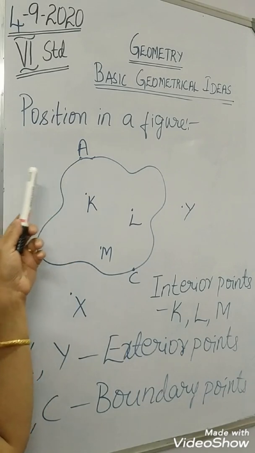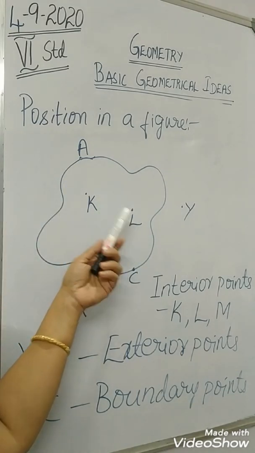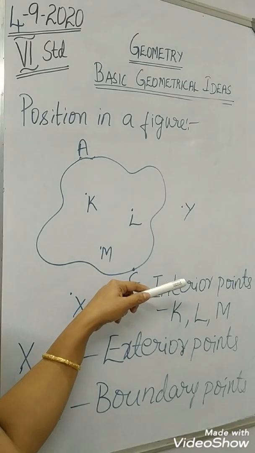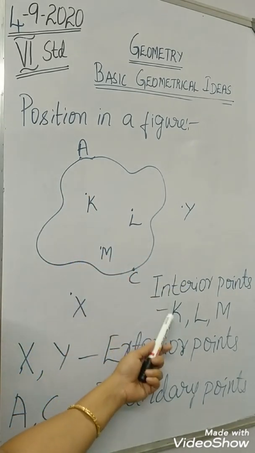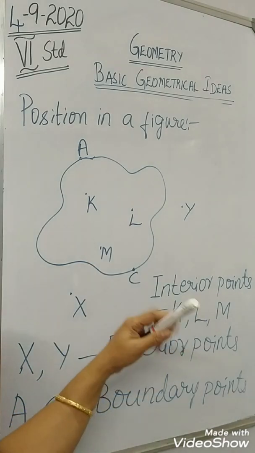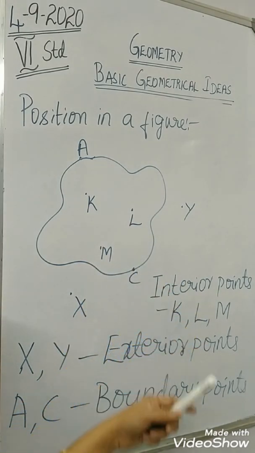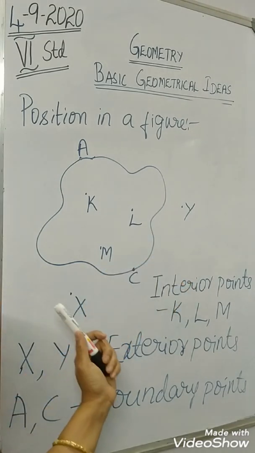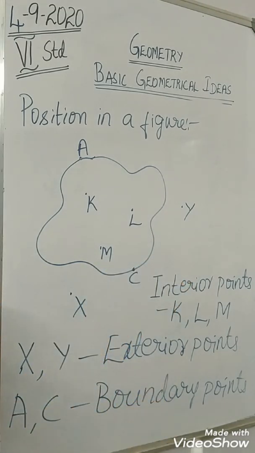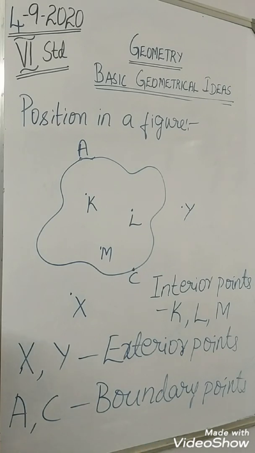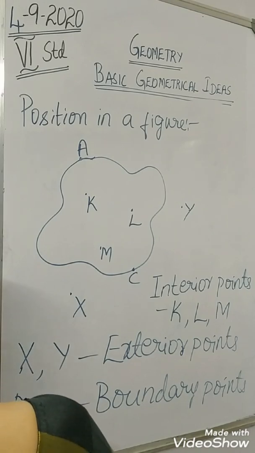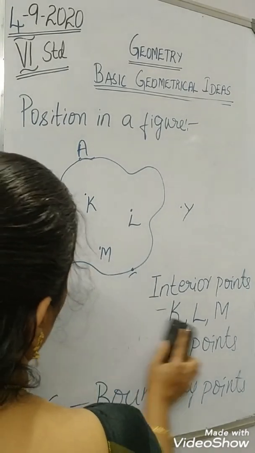Now, I'll tell you again. In a figure, it may be a closed figure or an open figure. If the points are inside the figure, they are called interior points. Inside, interior. Okay. The points which are outside the figure, they are called exterior points. And the points which are on the line are called boundary points. Okay. Hope you understood. I'll show you another figure.